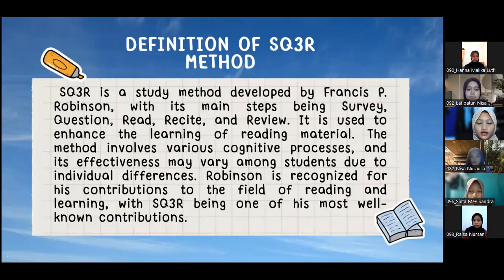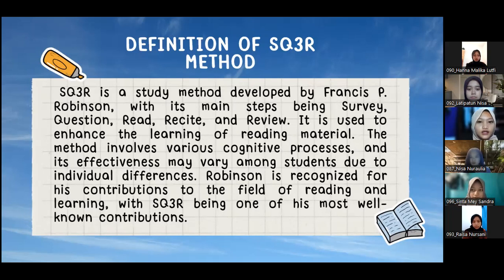Okay, thank you to the moderator for the opportunity. So here I want to explain what the SQ3R method is. SQ3R is one method that can be used to teach English language skills, especially reading skills. SQ3R was proposed by Francis P. Robinson, a prominent American educational psychologist.